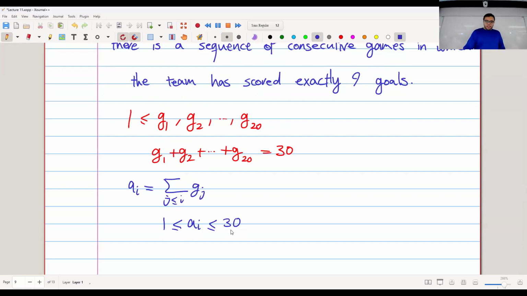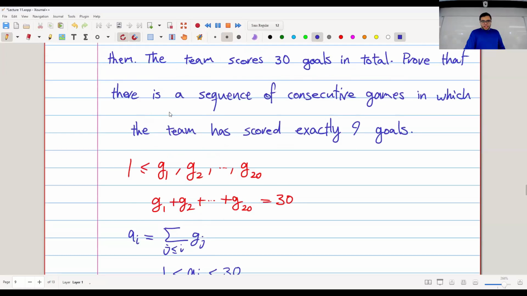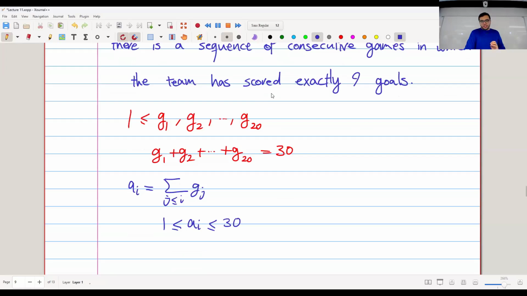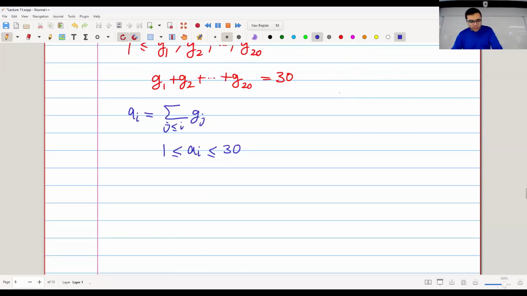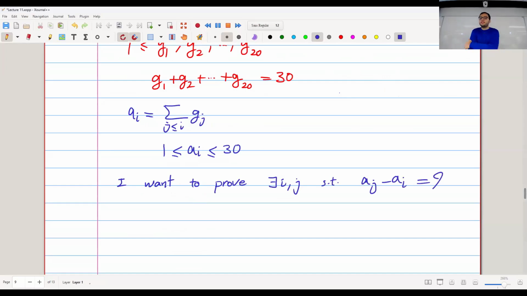Right. But here's the thing. What am I saying? I say that I want to prove there is a sequence of consecutive games in which the team has scored exactly 9 goals. What does that mean? It means that I want to prove that there exist 2 indices, i and j, such that Aj minus Ai is exactly 9. Right? So Aj is the number of goals in the first j games. Ai is the number of goals in the first i games.